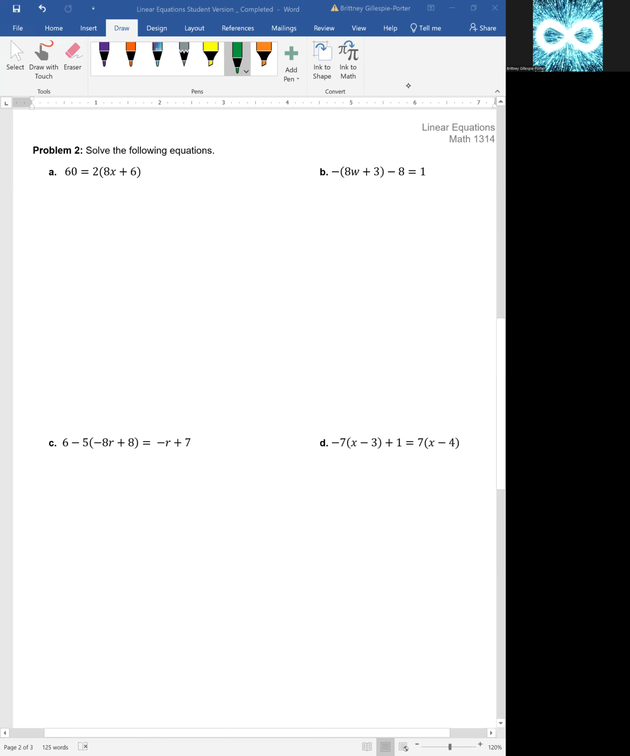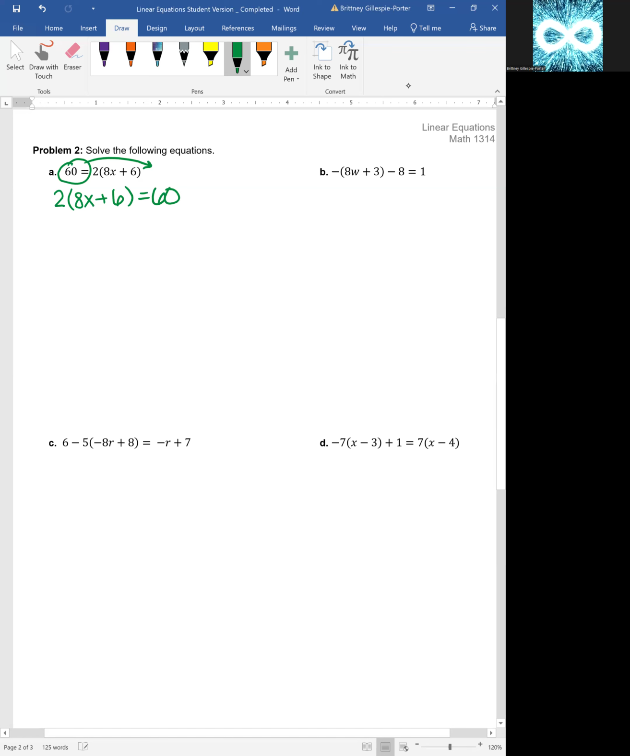Okay, let's look at some different types of problems that are starting to involve some parentheses. So problem number 2A, we have 60 is equal to 2 times parentheses 8x plus 6. Now I know that this setup may bother some of you. You can always move that equals 60 over to the other side. So 2 times 8x plus 6 equal to 60.